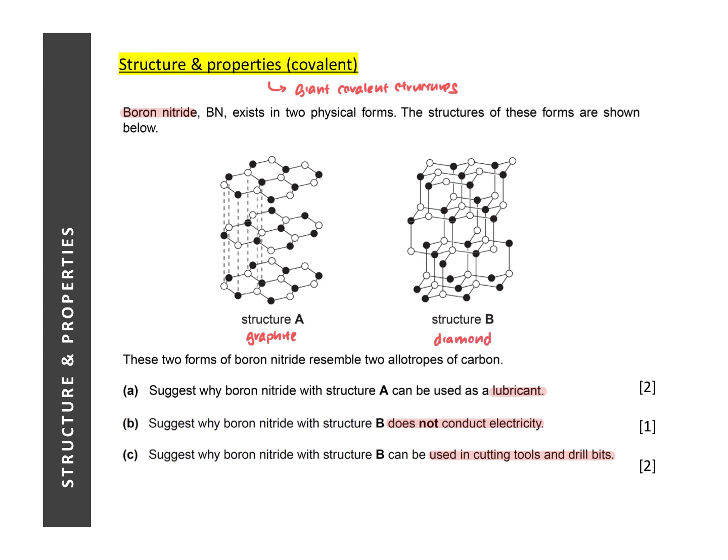Okay, when a compound has a structure similar to graphite, it would have the same properties as graphite. When a substance has the same structure as diamond, it would have the same properties as diamond. So whatever explanations apply to graphite would apply to structure A. Whatever explanations apply to diamond would apply to structure B. So very quickly for part A, why boron nitride with structure A can be used as a lubricant, the answer is the same as why graphite can be used as a lubricant. So just change graphite to boron nitride.